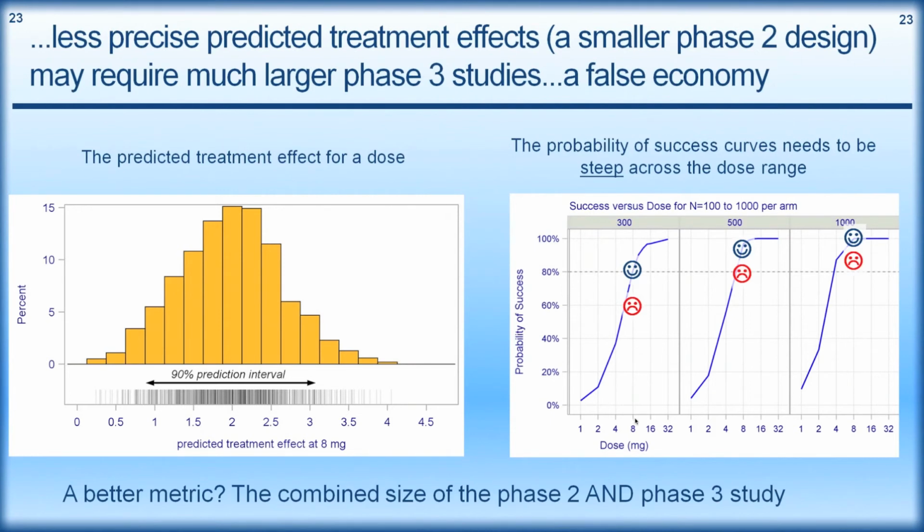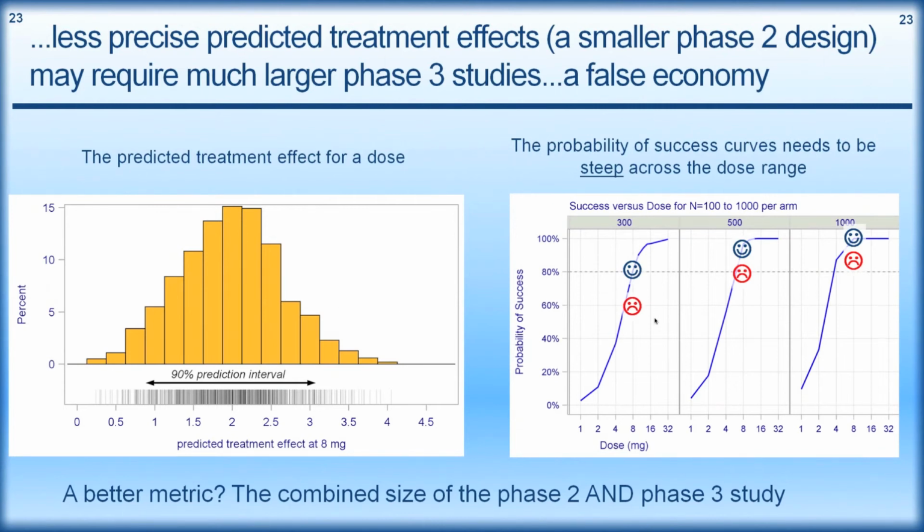But what would happen if instead of obtaining this distribution here, we'd obtained a much flatter distribution? So the phase 2 design was smaller, so we've saved money in phase 2. But what that's led to is that the predictions for this dose level are now much wider. So this would be much flatter because we're less confident about the exact size of the treatment effect for this dose.